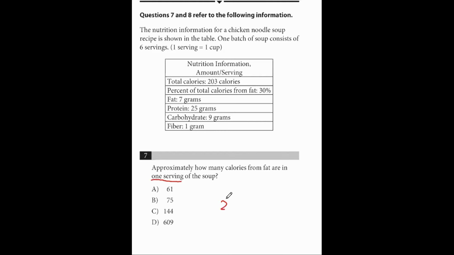So we just take 203 times 30 as a decimal, which is just 0.3. So 203 times 0.3 is 60.9, which is approximately 61 when you round it. So the correct answer is A.